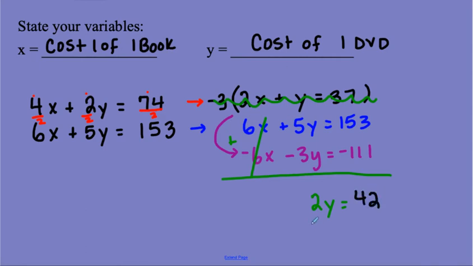Okay, so then when I divide both sides by 2, I'm going to get 21. So the cost of 1 DVD is $21. That's a lot, isn't it?